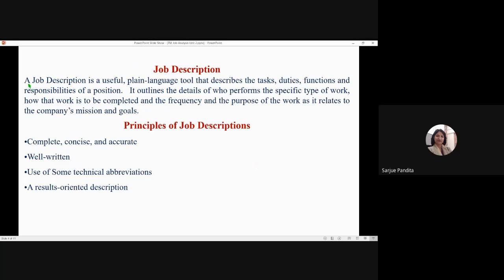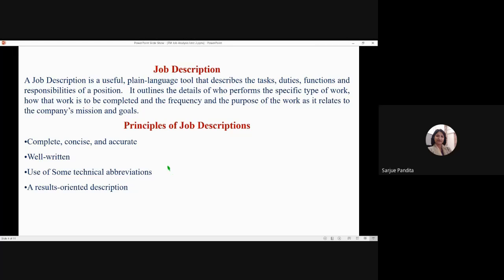A job description is a useful, plain language tool that describes the tasks, duties, functions, and responsibilities of a position. It outlines the details of who performs the specific type of work, how that work is to be completed, and the frequency and the purpose of work as it relates to the company's mission and goals. Job descriptions are used for a variety of reasons, such as a tool for recruiting, determining compensation levels, conducting performance reviews, clarifying missions, and establishing discretion and independent judgment.